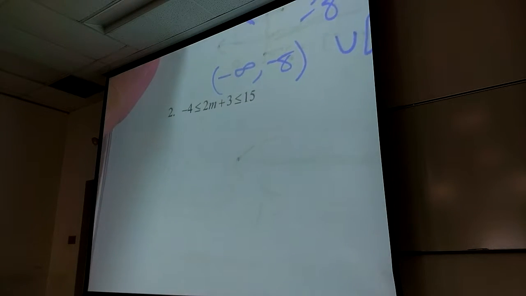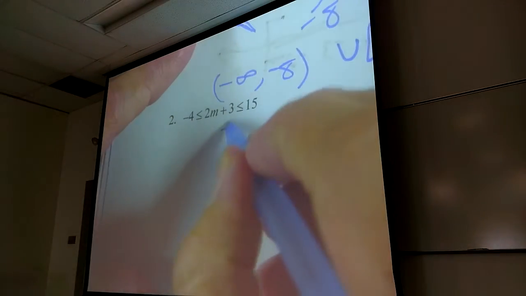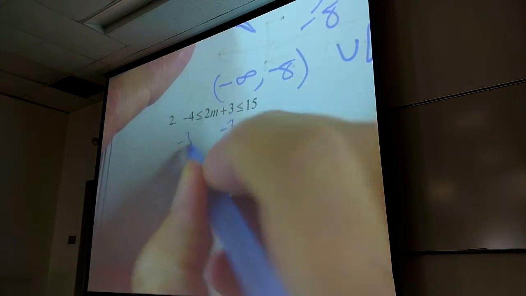The really funny thing about this problem is, how do you solve equations? Whatever you do to one side, you do to the other side. So how many sides does this thing have? 3. It's got a left side, a right side, and an inside, right? So how do you get m by itself? What's the first thing you would do? Subtract 3. And where would you do it? All 3 sides. Not both sides, but all sides. So you subtract 3, subtract 3, subtract 3.